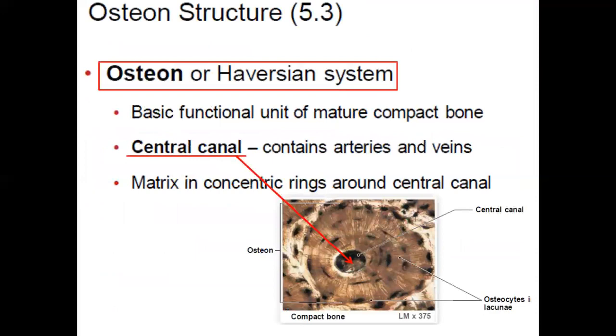In compact bone, if you took a microscope slide and looked at it, it would look just like this. This is one major functional unit of bone called an osteon or a Haversian system. It's the basic functional unit of mature compact bone. There are not any osteons located in spongy bone. So you can only find this in compact bone.